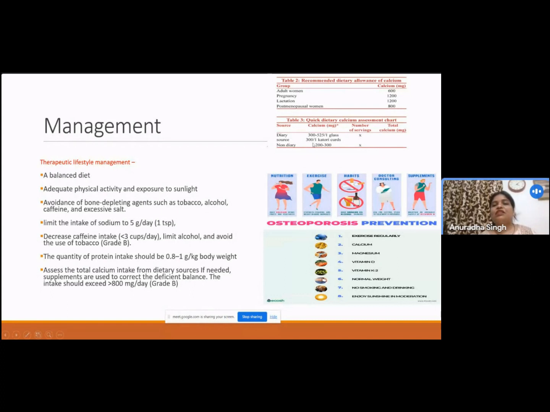Some things like given on this table, like 1 glass of milk will give you around 300 to 525 milligrams of calcium. So we can have a rough estimate of the calcium intake of the patient.